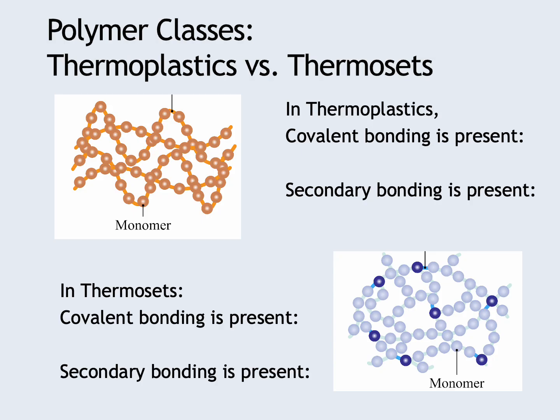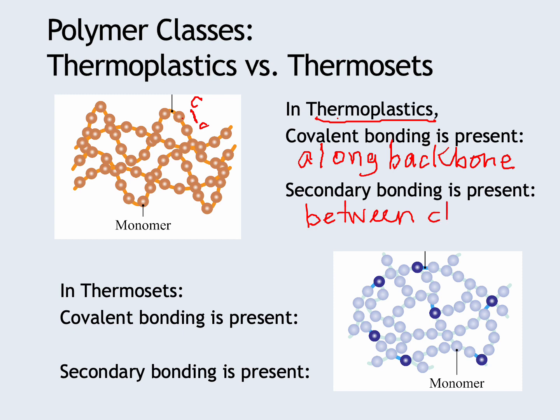So there's two main classes of polymers, and some might argue there's a third, but mainly there's two. One group are thermoplastics, and the other group are thermosets. And thermoplastics have a lot of chains, and along the chain is this carbon-carbon bond, which is covalent. And then between all the different chains, there's just secondary bonding. So covalent bonding is present along the backbone, and secondary bonding is present between the chains or the backbones.